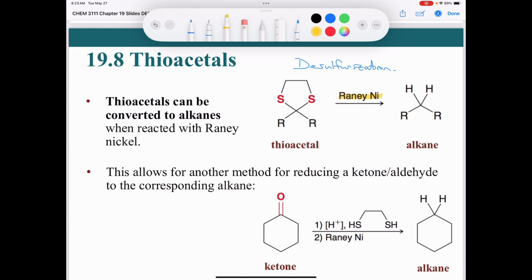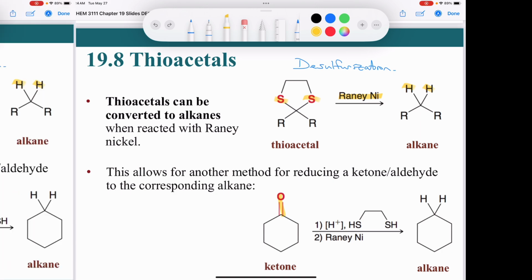Okay, so Raney nickel is actually like a nickel aluminum alloy that has hydrogen absorbed on the surface. And so the hydrogens replace the sulfurs. So literally the sulfurs go away and they just get replaced with hydrogens. And so this gives us another way of reducing a ketone or an aldehyde down to an alkane. So we can make our thioacetal from our ketone using a catalytic amount of acid and our dithiol. And then once you've made the thioacetal, you just treat it with Raney nickel and you reduce it down to an alkane.